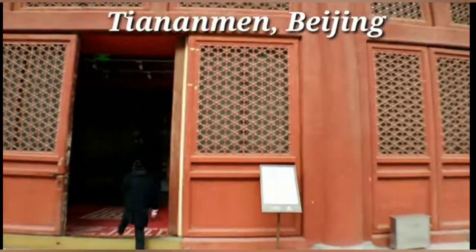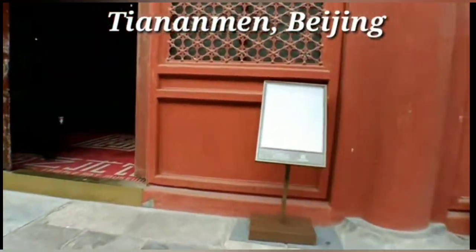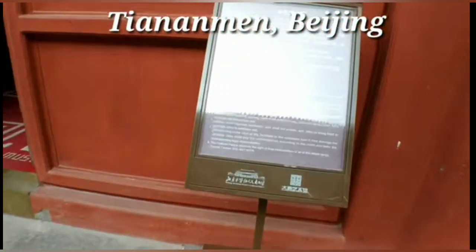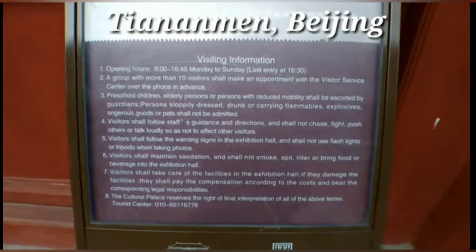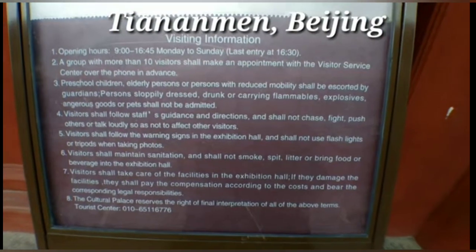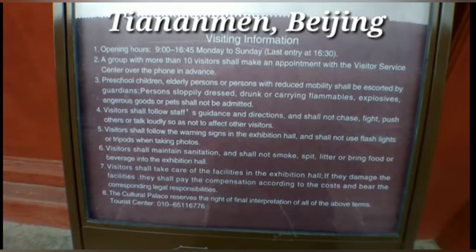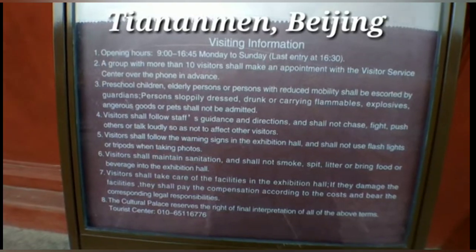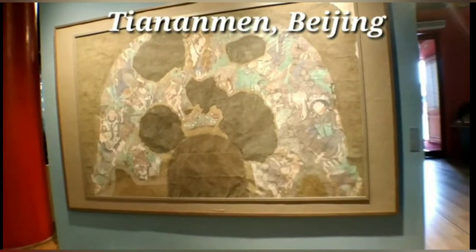All you need to do is just take your passport or your ID for the Chinese, and then you go and enjoy. I've been there several times. Sometimes you just go and take photos. Sometimes if I've got new friends who are in town, they say, okay, go with us, and then I take them to Tiananmen Square.